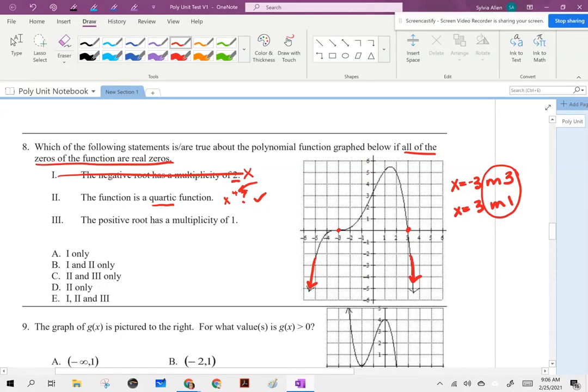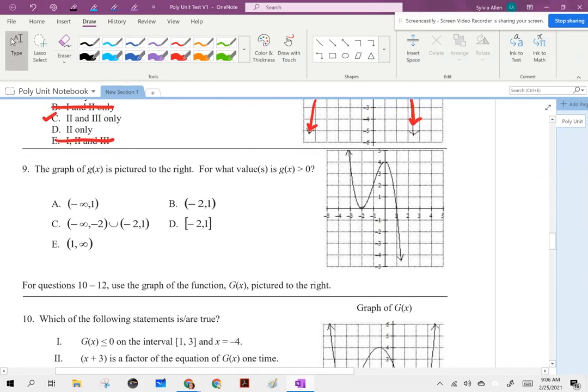So we know that 1 is not going to be a solution. So now we're looking at C or D. We know that 2 works. Let's take a look. The positive root has a multiplicity of 1. Oh, look at that. So our positive 3 has a multiplicity of 1, which we've already established. So then that is also true. So C is the correct answer for that.